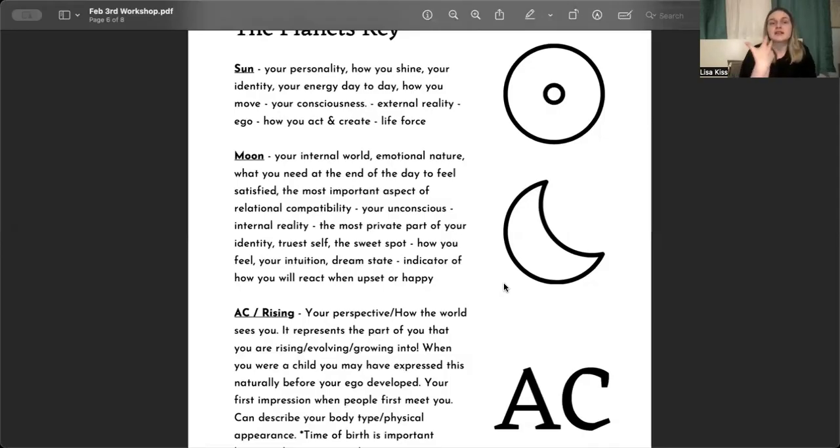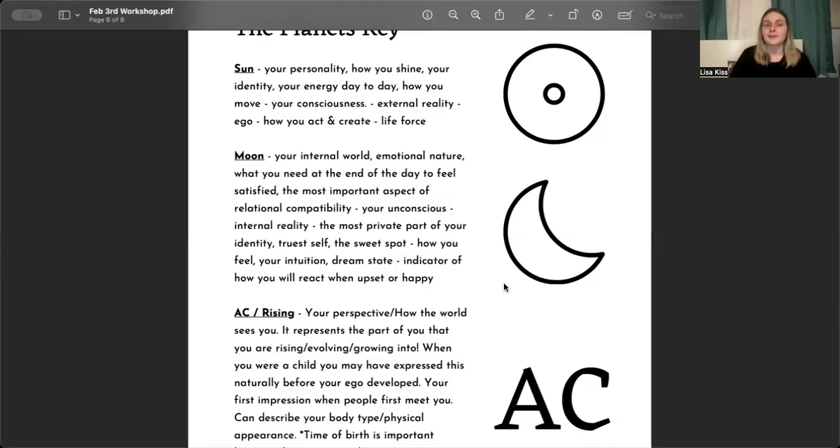Your sun is, as you can see the words there, your personality, how you shine, your identity, your energy day to day. It might be how the people closest to you, like your friends, experience the energy, the vibe that you give off, things that interest you. It's just this energy that you have innately in you. But if you want to go deep into it, your moon is that internal world. It's what you need at the end of the day to feel completely satisfied with the day, with your life.